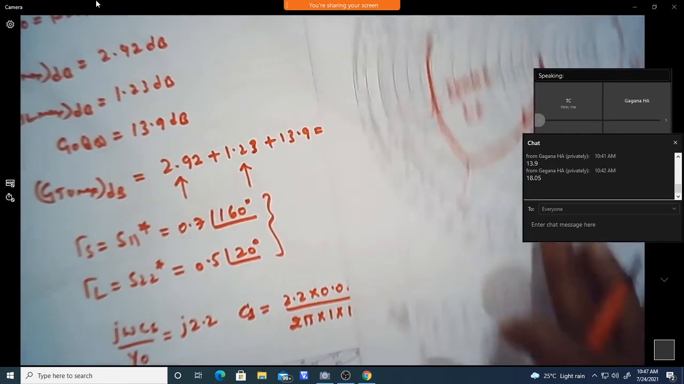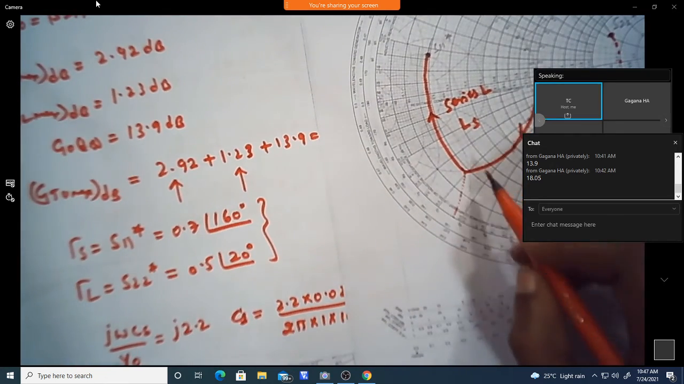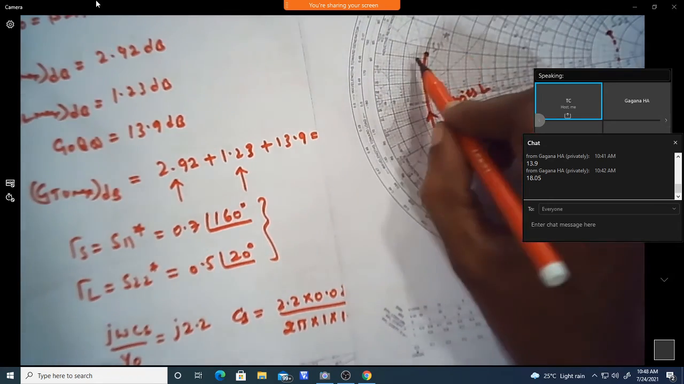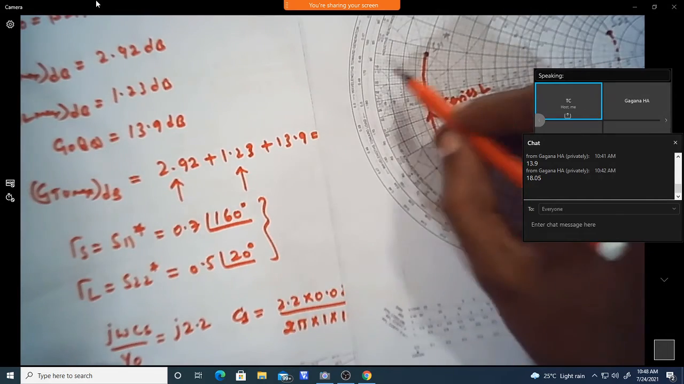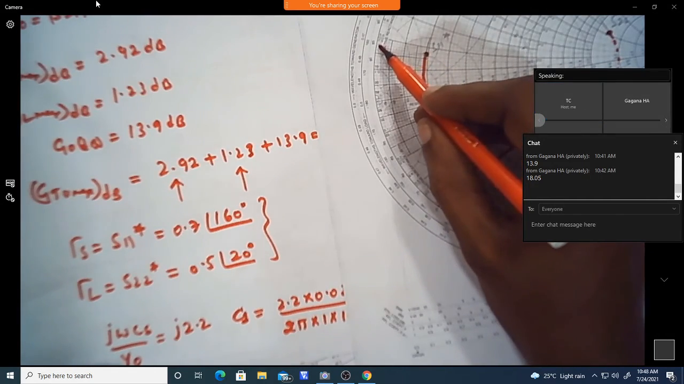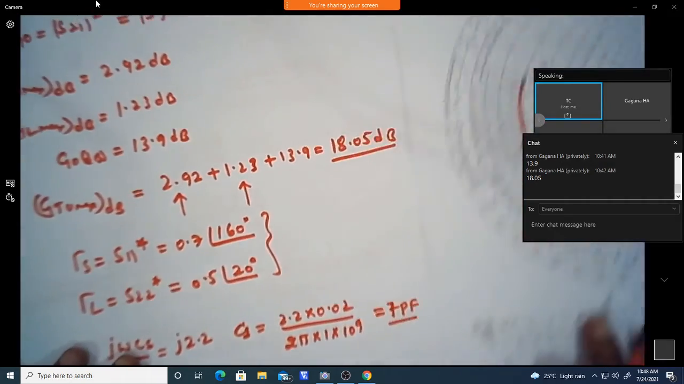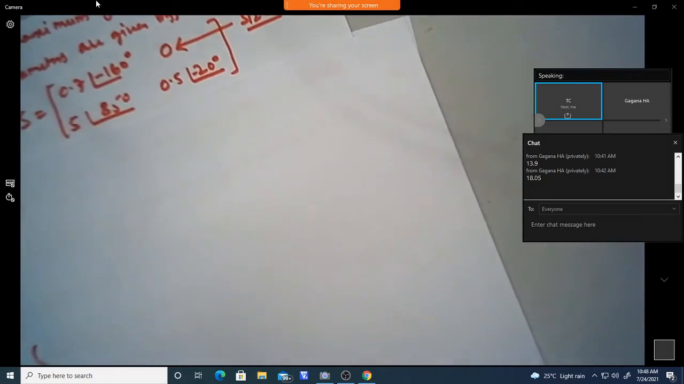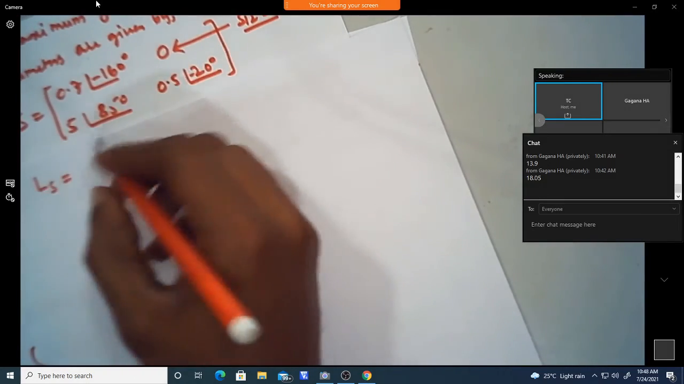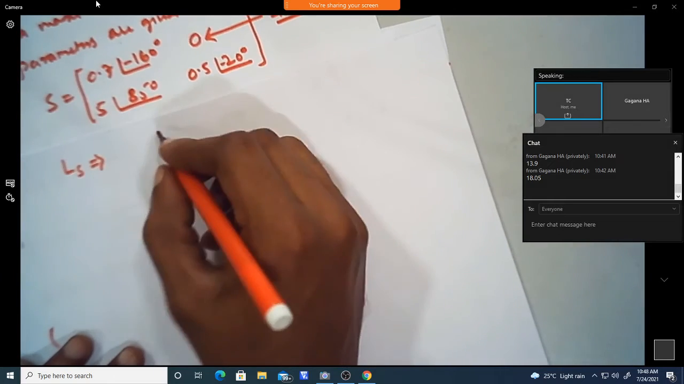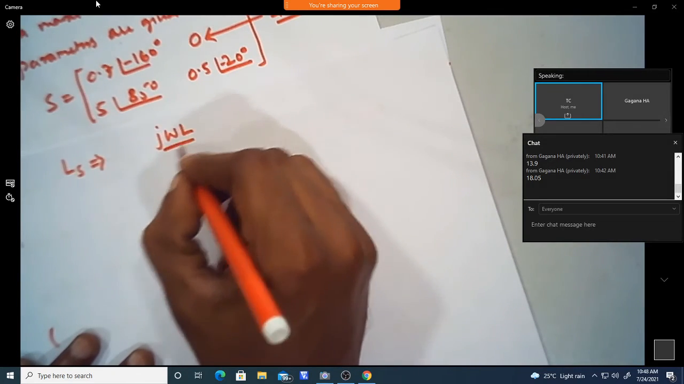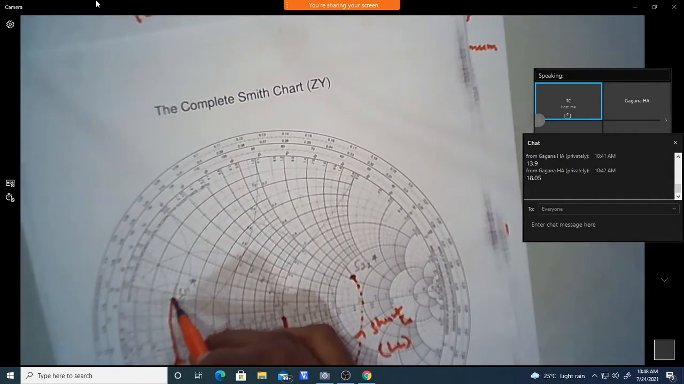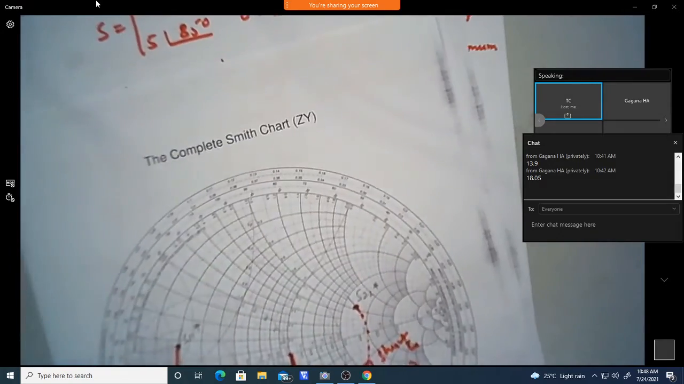Now similarly find out the series L. The reactance which is offering here is around 0.4, and this point is around 0.18. So add those things and find out the LS. We know the equation, series L, j omega L by Z naught, which is equal to 0.18 plus 0.4, so around 0.58.